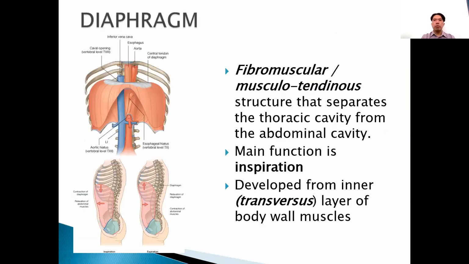So diaphragm, just bear with me, probably a few more slides before we end our topic for today, and you enjoy your weekend. So the diaphragm is a musculotendinous structure which separates the thoracic cavity and the abdominal cavity. So it is innervated by C3, C4, C5.